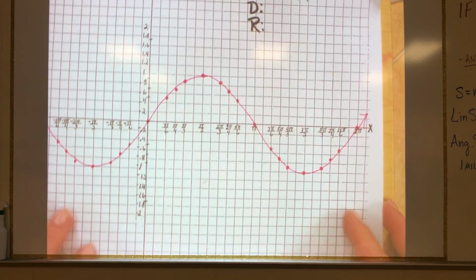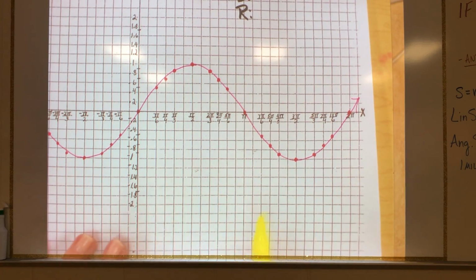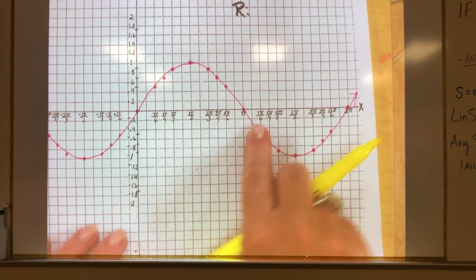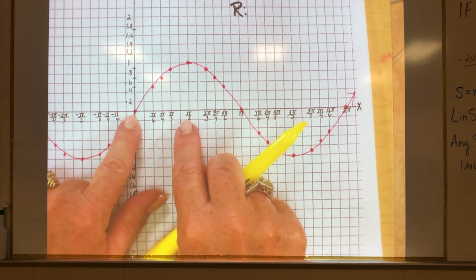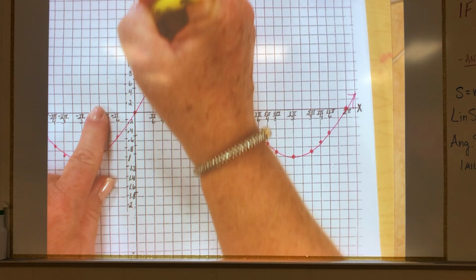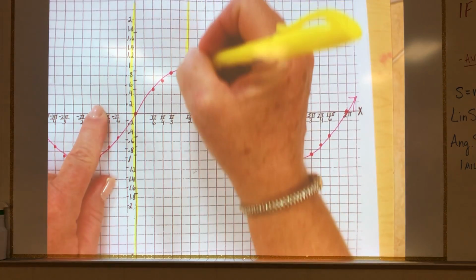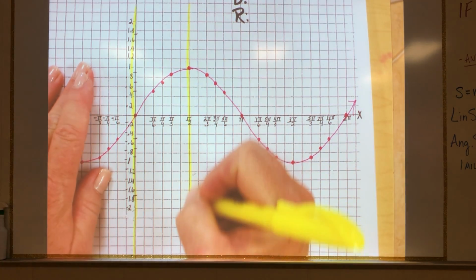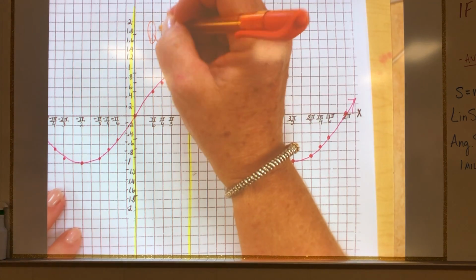I'm going back to the sine curve because you're more familiar with the sine curve than you are the cosecant or the sine value. All right? So look at this. Look at the x-axis. This is 0. This is pi over 2. What quadrant is between 0 and pi over 2? Quadrant 1. So this is quadrant 1.